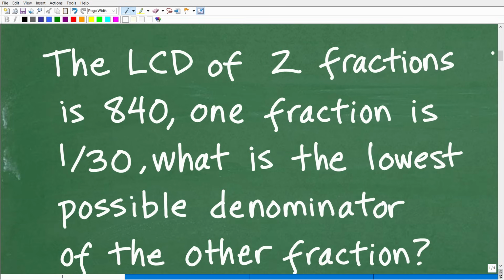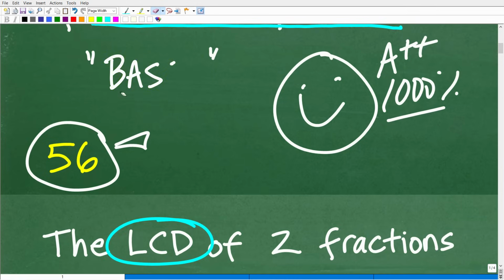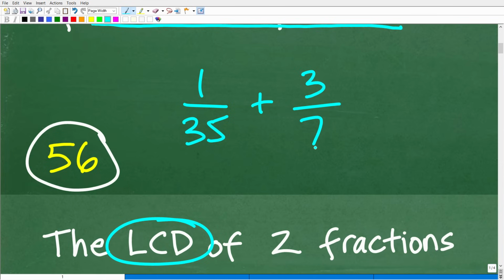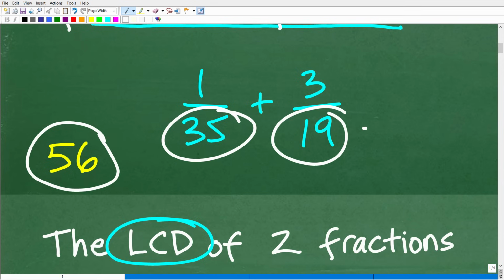All right, now you absolutely need to understand how to find the LCD if you're going to add or subtract two fractions. Of course, we're not really adding two fractions here, but we need to keep in mind that that's why we need to find the LCD. So let me go ahead and erase this real quick. For example, if I wanted to add 1 over 35 plus 3 over 19, I can't add these fractions because the denominators are not the same. Therefore, I need to find the lowest common denominator.